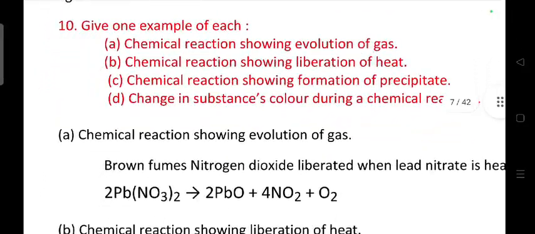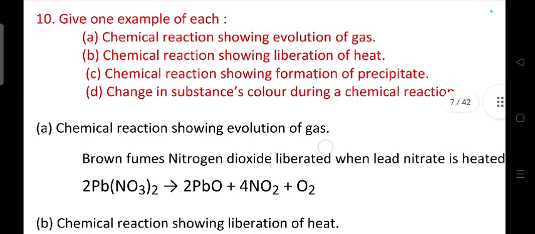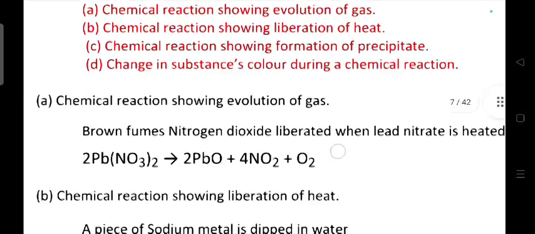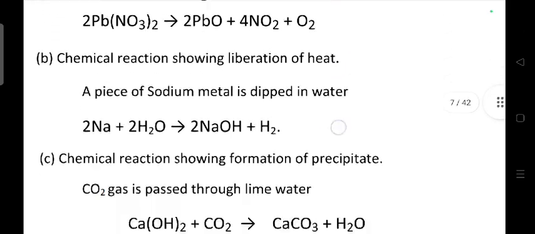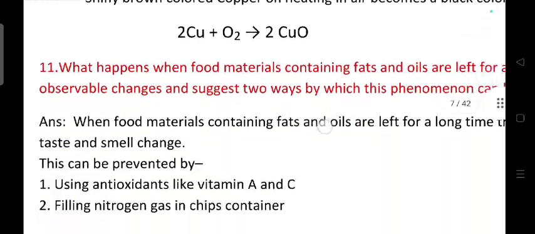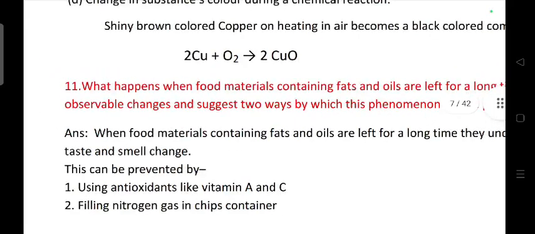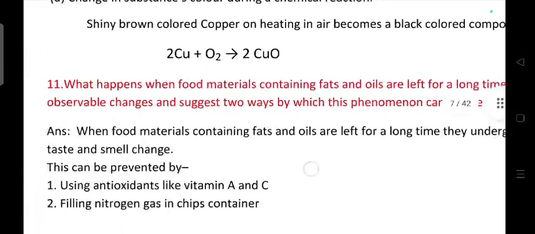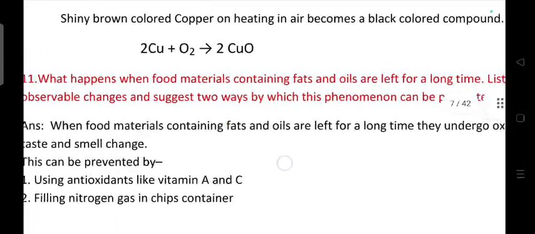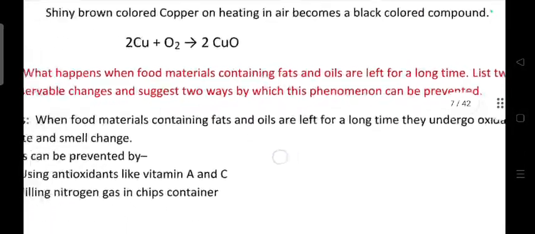Give an example for each: a chemical reaction showing evolution of gas, a chemical reaction showing liberation of heat, a chemical reaction showing formation of a precipitate, and a change in color of substances during chemical reactions. So these are all the reactions. Next, what happens when food material containing fats and oils is left for a long time, leading to observable changes? Suggest two ways by which this phenomenon can be prevented.